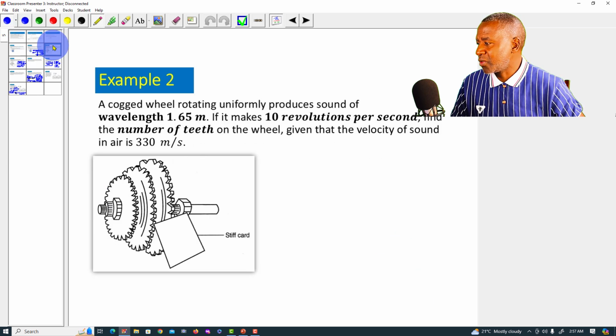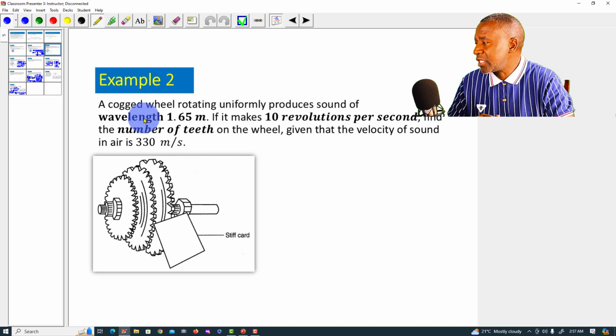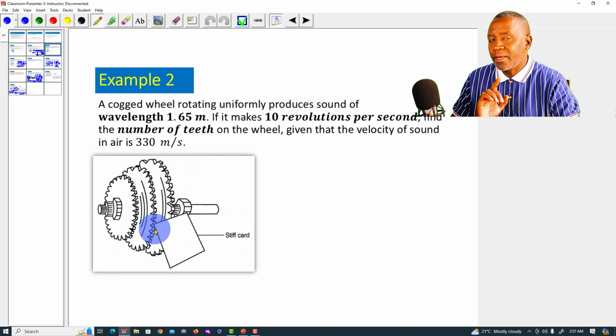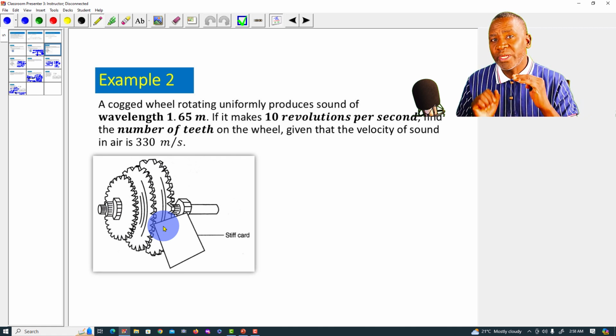Let's look at the next question. The next question is similar to what we have here. This is about a cogged wheel, with a stiff card just next to the cogs. You'll find that when the wheels rotate, it's going to, for example, produce a sound, because the paper is going to vibrate. And remember, sound is produced when objects vibrate.